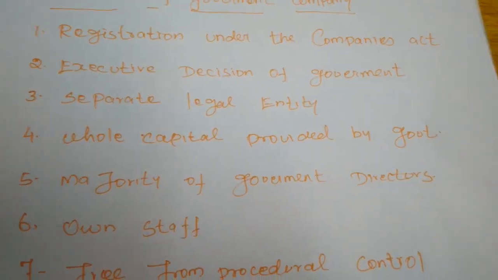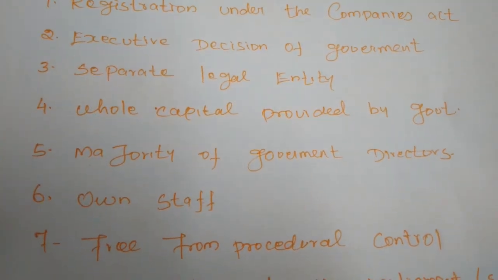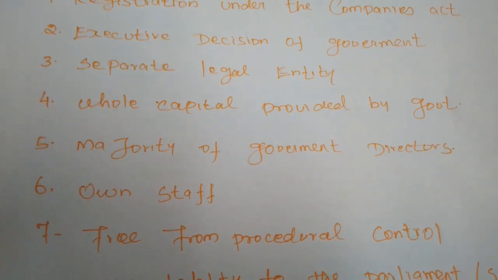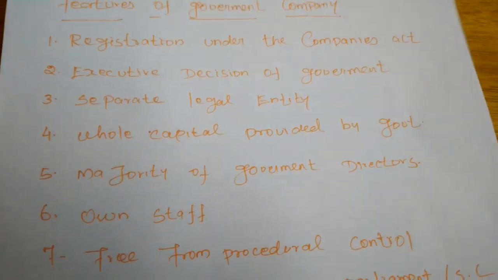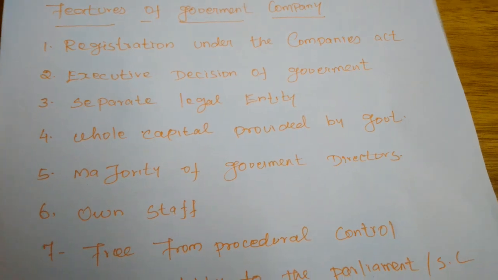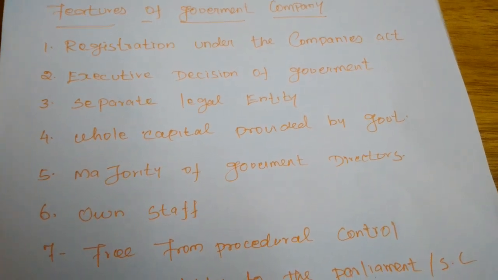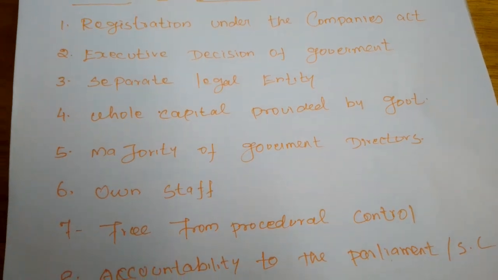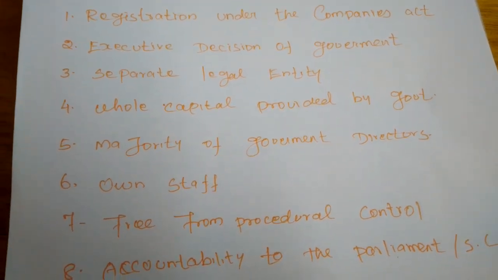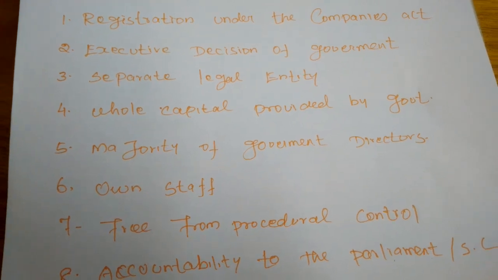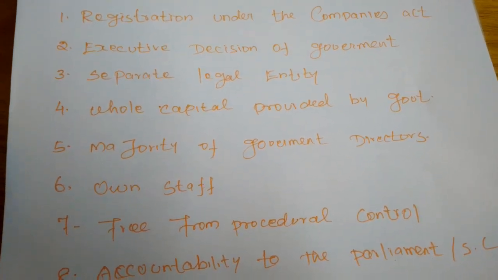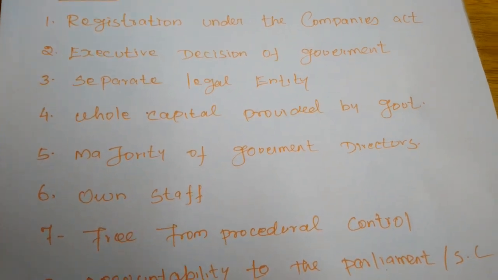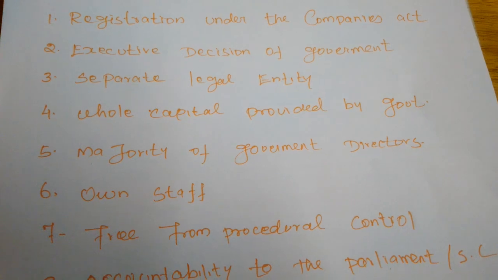Next, whole capital provided by the government. The whole or the majority of the capital. Majority of the capital means, as I told, 51 percent of the paid up capital must be held by the state or central government. So the whole or majority of the capital of a government company is provided by the government itself. But the revenue of the company is not deposited into the treasury. It will be deposited in the name of the company itself.